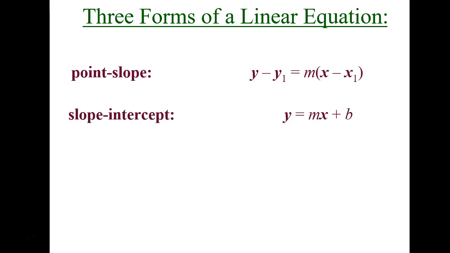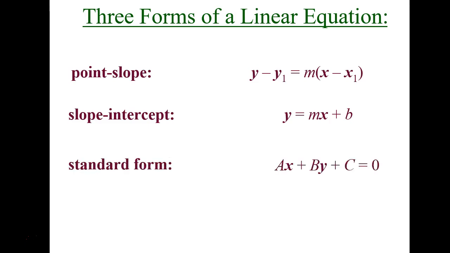The next one, which is probably the one you're most familiar with, a lot of times the one that high school teachers emphasize, is slope-intercept form of a line: y equals mx plus b. Remember that m is the slope and b is the y-intercept, so specifically it's the y-intercept.